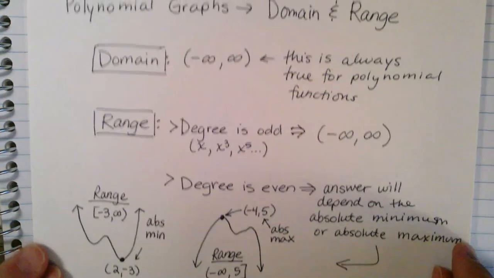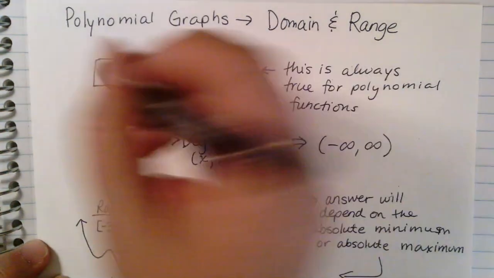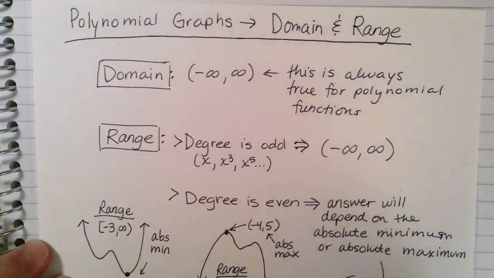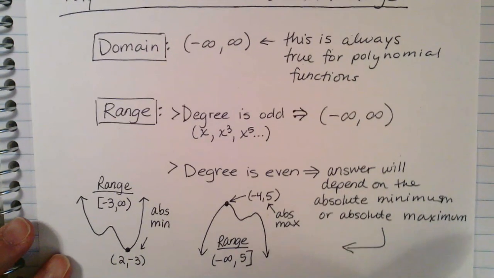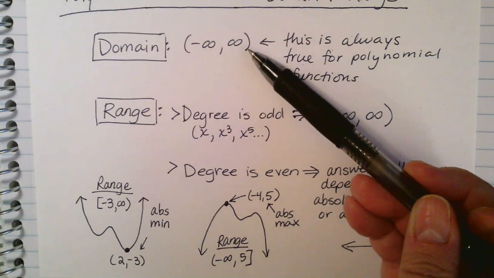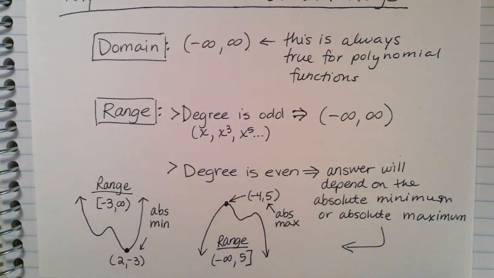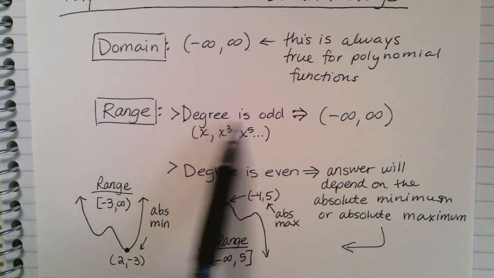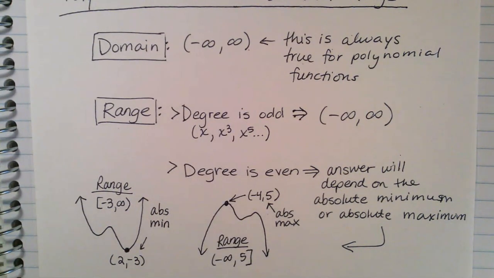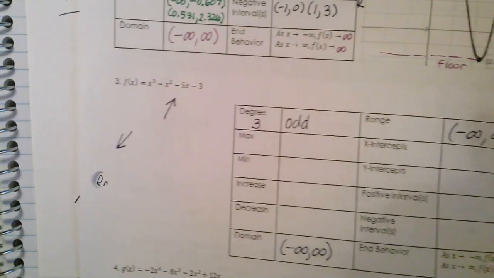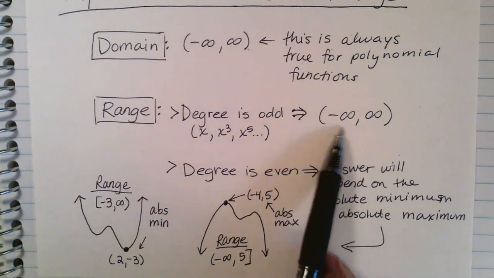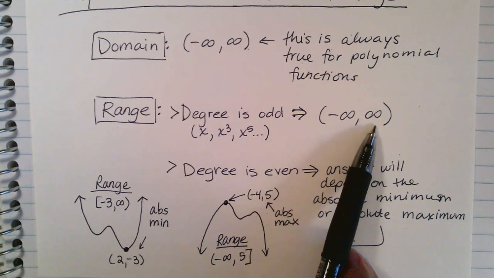Okay, so let me just show you a real quick cheat sheet that I made up during guided study today to summarize domain and range of my polynomial functions. Domain is always going to be, for all polynomial functions, negative infinity to positive infinity. The range, it depends on your degree. If your degree is odd, like in number 3, or the one we're on right now, then it's also going to be all real numbers, because one side of the graph goes down forever, and one side goes up forever. So it's going to cover all the possible y values.